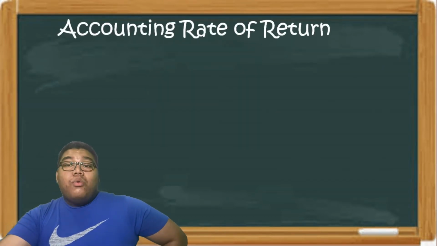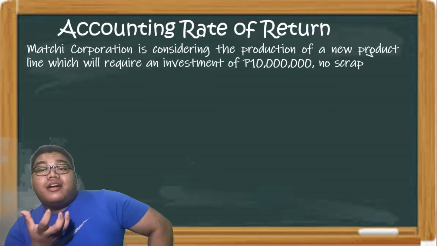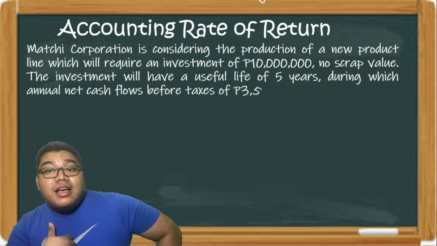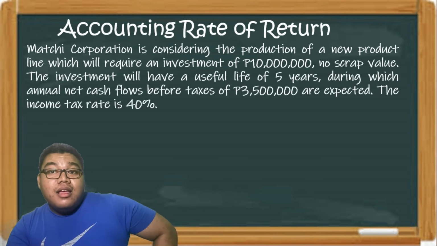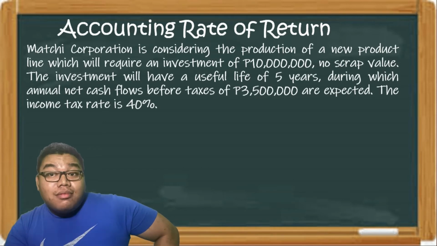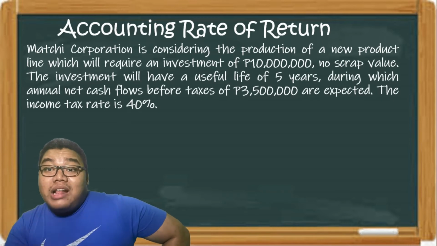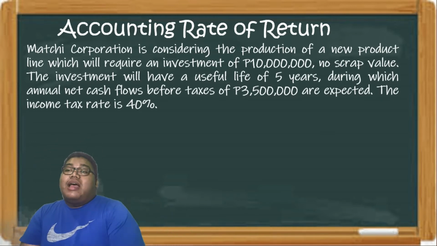Moving forward, we have the accounting rate of return. So the accounting rate of return is computed using the income that is computed in the financial statements over the investment, the financial statement amount of the investment that is used. So we have the problem here.